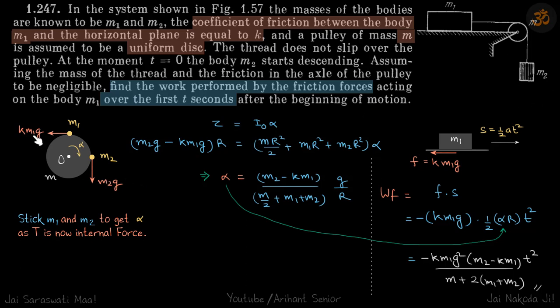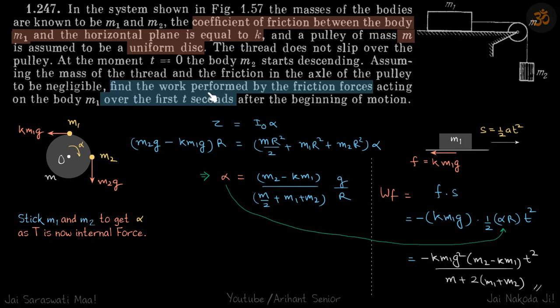So we'll write that. And now with respect to O, we can balance the torque. Not balance, I mean, we can write torque is equal to I alpha. So torque will be (M2g minus kM1g) into R. And I about O will be I of the pulley, that is MR square by 2, plus M1R square plus M2R square, into alpha. So from here, we get the value of alpha.